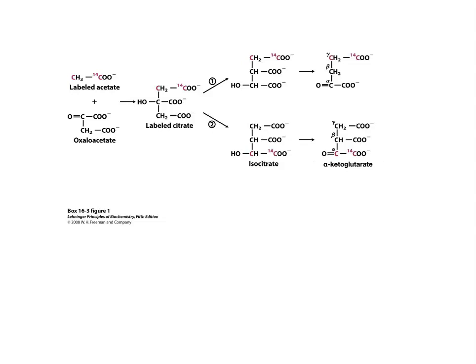So in this particular case, if we use carbon-14 radio-labeled acetate in the form of acetyl-CoA, and then we condense it with oxaloacetate, we're going to get labeled citrate. Now, the citrate is a symmetrical molecule. And if we isomerize citrate to isocitrate, it would lead to two equally represented forms of isocitrate, which when they're oxidized to alpha-ketoglutarate, again would lead to an equal amount of two alpha-ketoglutarate forms, one that is labeled at the gamma position and one that is labeled at the alpha position.